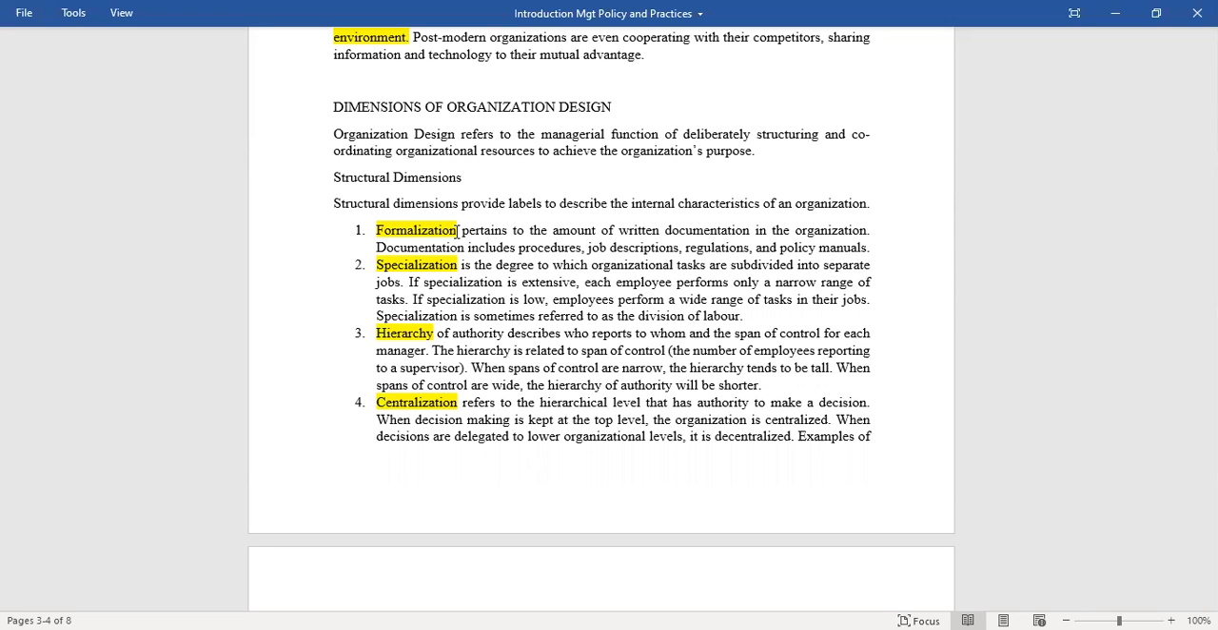Second is specialization, the degree to which organizational tasks are subdivided into separate jobs, which means how many different kinds of tasks are being done, right? Specialization means different departments which are doing a particular task.